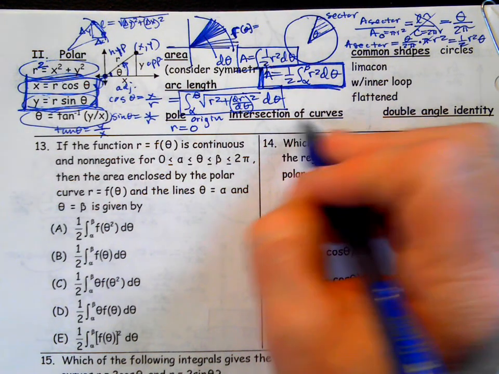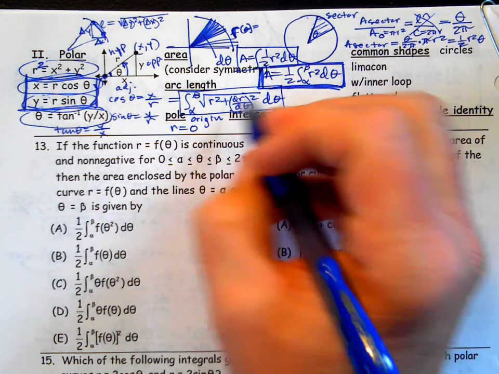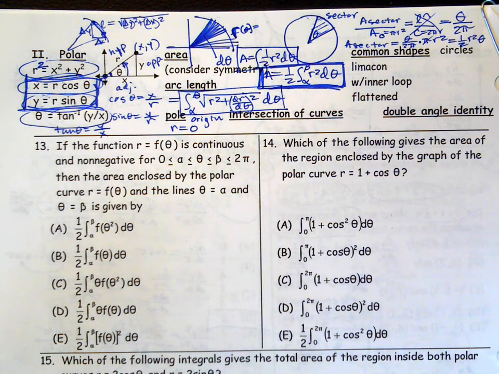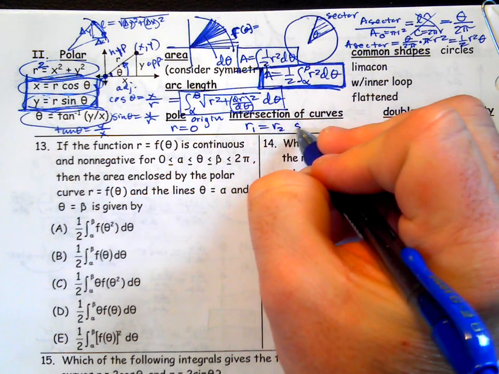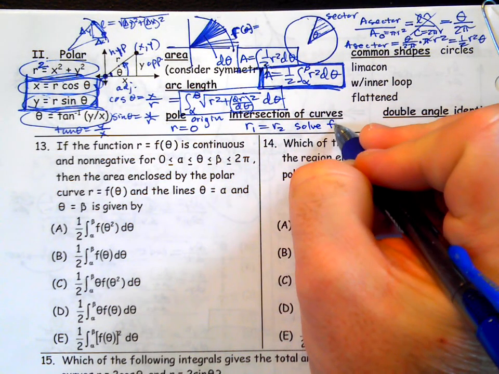You need to find the intersection of curves a lot of times. The way you find an intersection of curves, instead of setting the y's equal to each other when you have Cartesian, is we're going to set the radius equal to each other and then solve for theta.